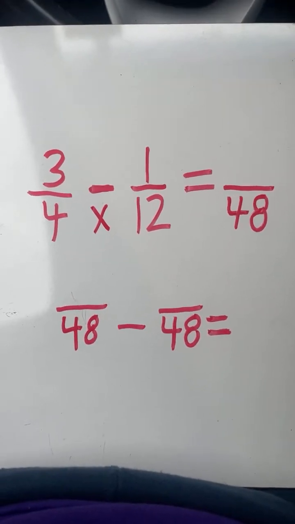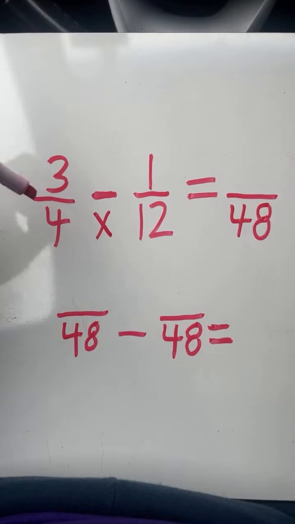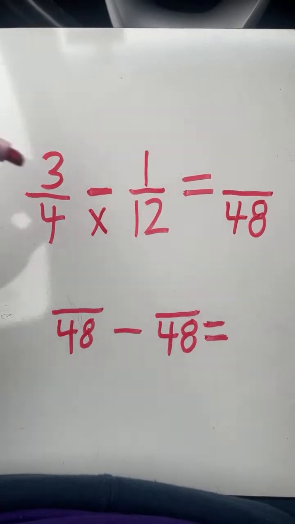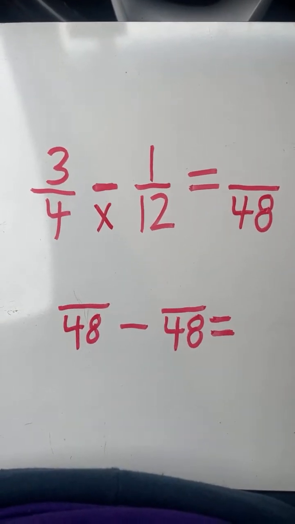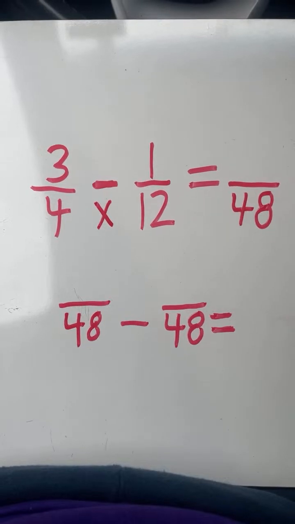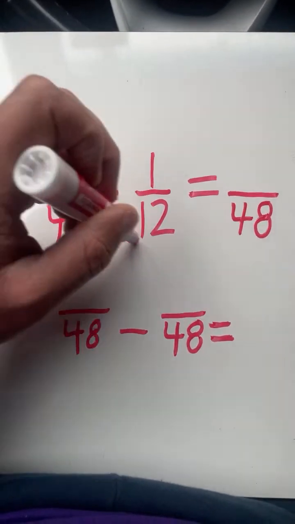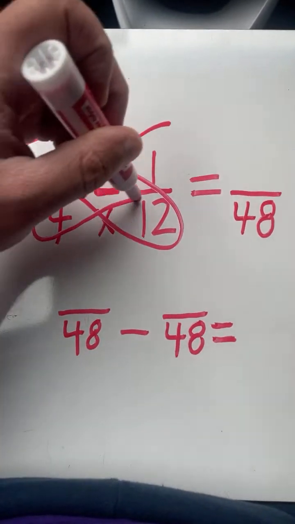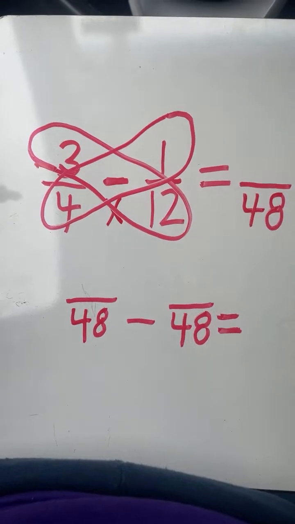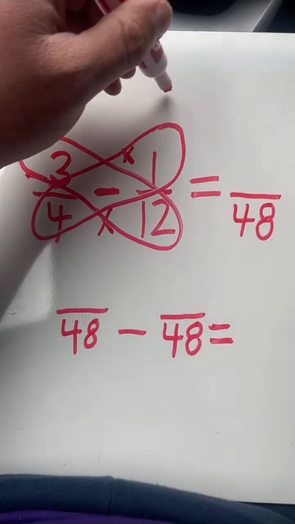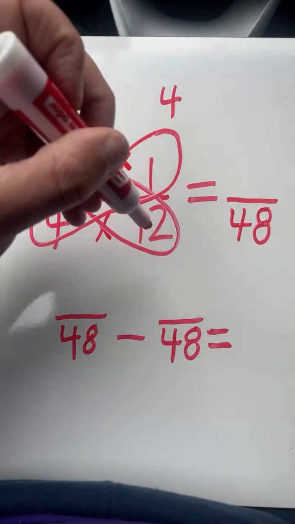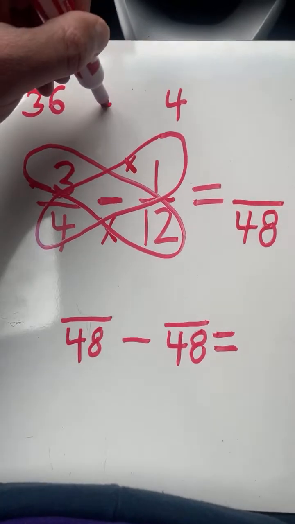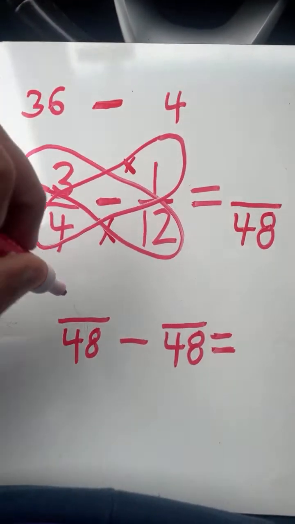Next, we have to convert 3/4 to 48ths and 1/12 to 48ths. We do that by multiplying each numerator by the opposite denominator. So we are going to multiply 3 times 12, and we are going to multiply 1 times 4. 1 times 4 equals 4. 3 times 12 equals 36. So we now have our two numerators.